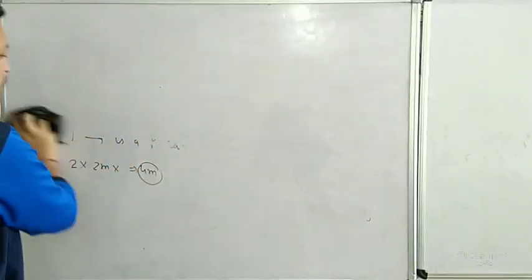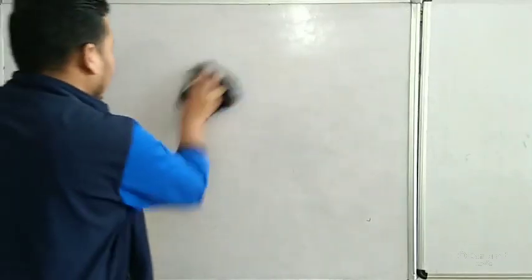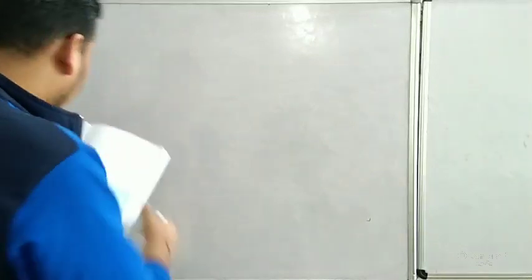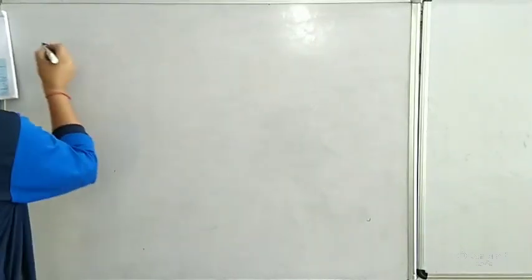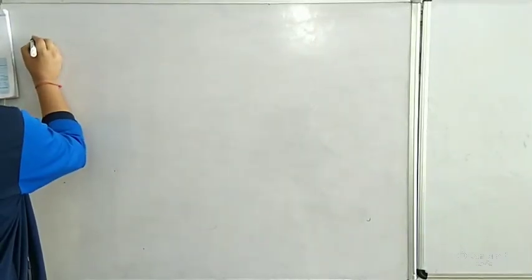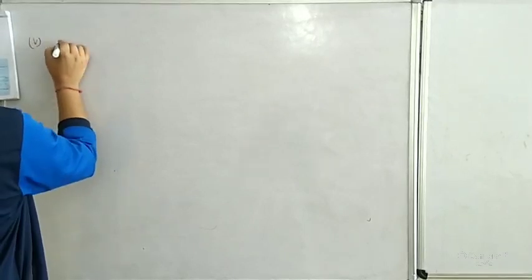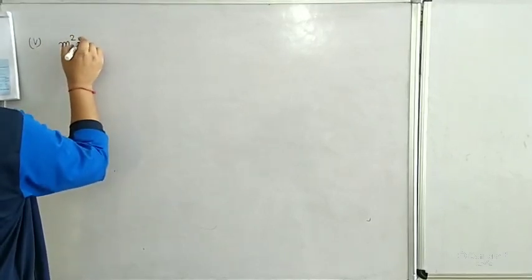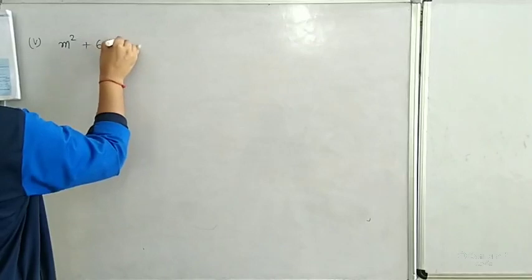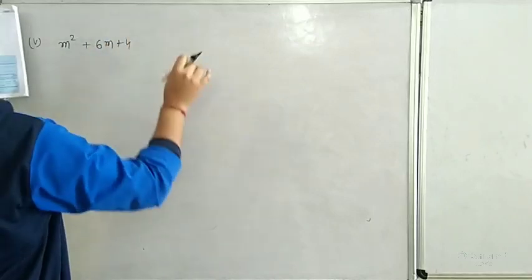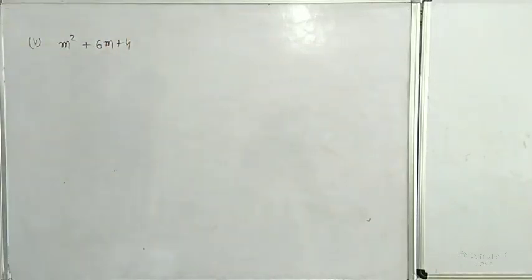So next, now this is the turn for you. Your work is to tell me whether this is perfect or not. Please write your answer in the comment section. Fifth part, honestly, okay: m square plus 6m plus 4, is it a perfect square or not? Write your answer in the comment section. Is it perfect or not? Please write your answer in the comment section.